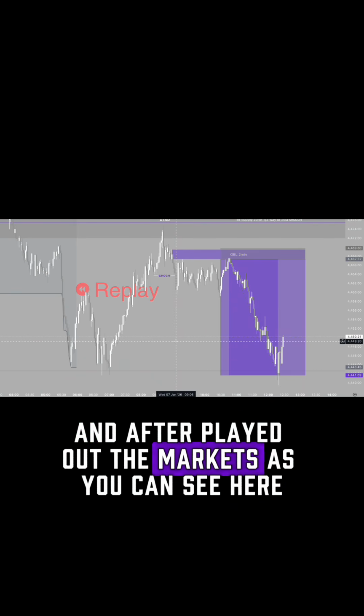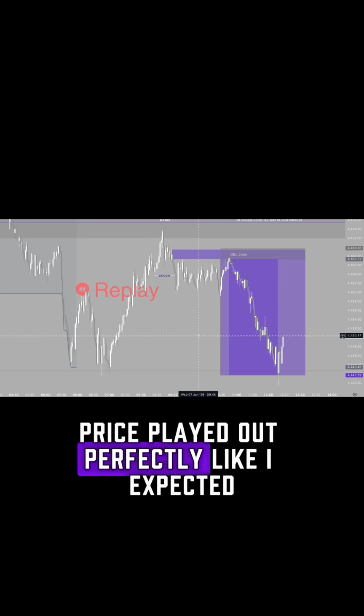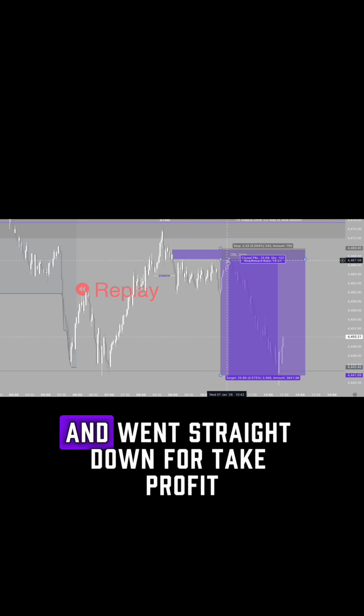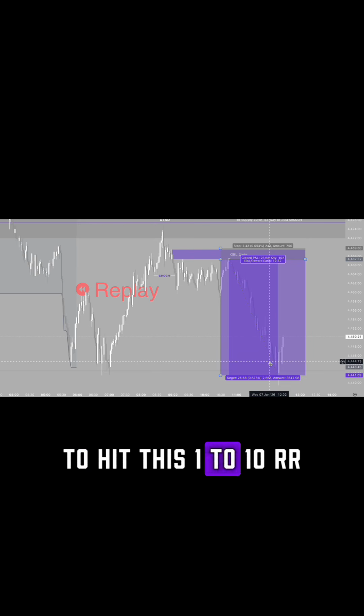And after playing out the markets, as you can see here, price played out perfectly like I expected. It came here, retraced back to our 2 minute order block level and went straight down for take profit to hit this 1 to 10 RR.